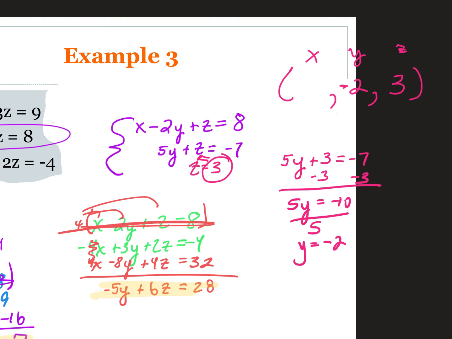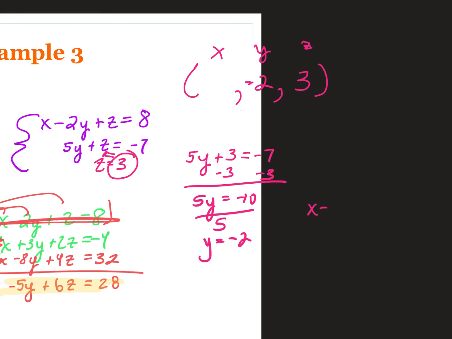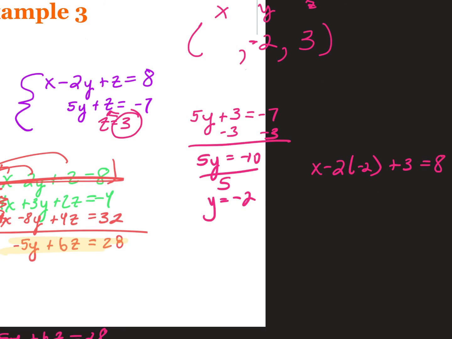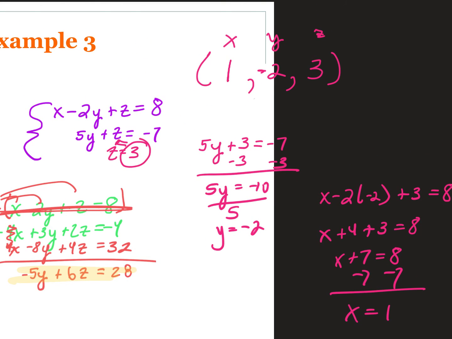Now what am I going to do with my y and my z that I just found? Put it into the top one. So x minus 2 times negative 2 plus 3 equals 8. Make sure you're cognizant, aware of your signs. So x, negative 2 is plus 4, plus 3 equals 8. X plus 7 equals 8. Minus 7 from both sides. And what does x equal? 1. So my answer, my ordered triple is 1, negative 2, positive 3.